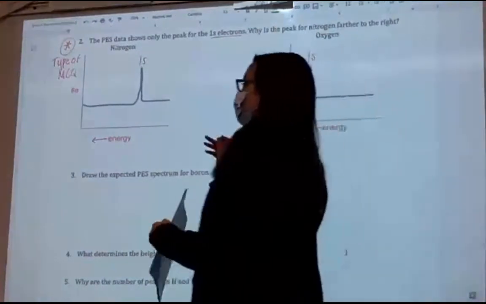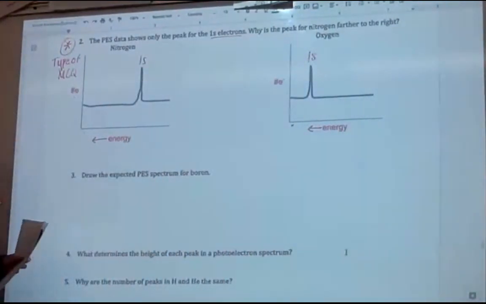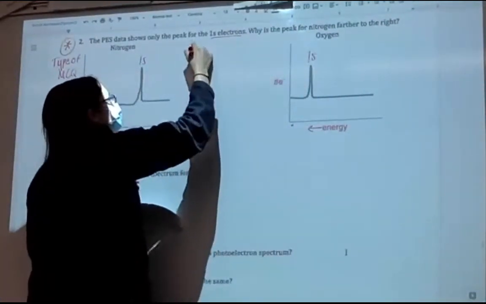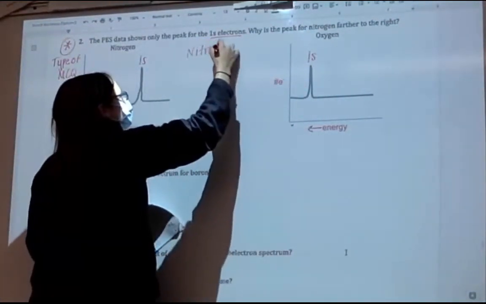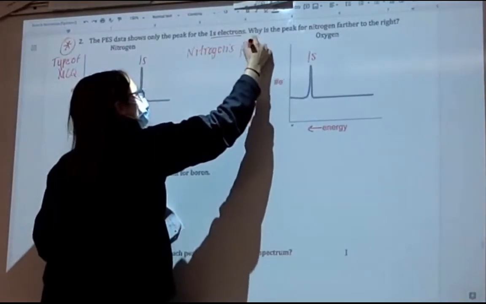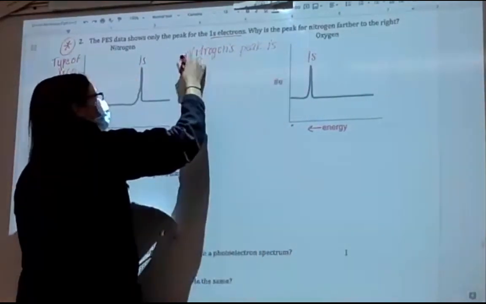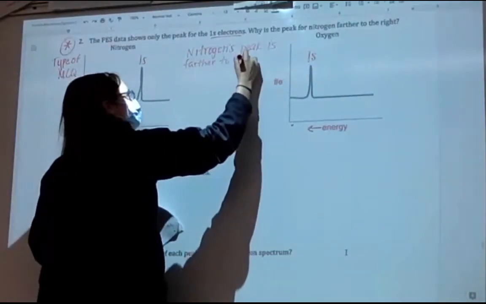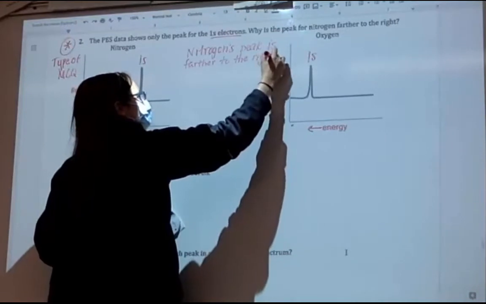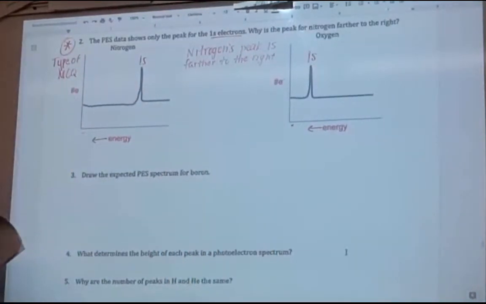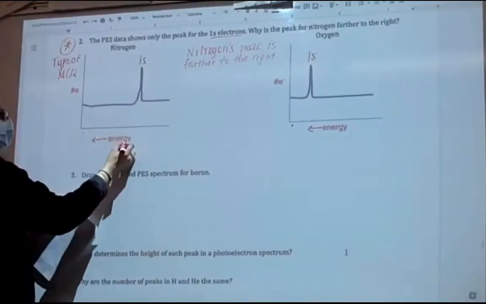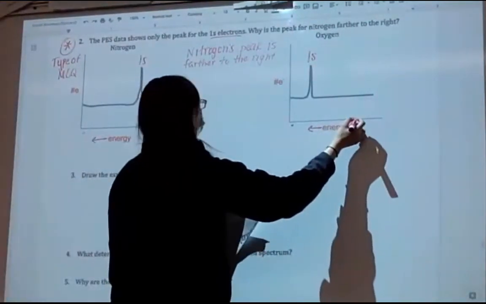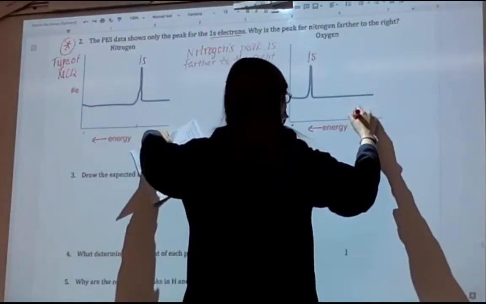So I'm going to start. This is always how you want to start any kind of free response question, by just saying nitrogen's peak is farther to the right, and then we'll answer the question. Okay, so let's first think about what this means. Nitrogen is further to the right. So nitrogen really is about here.